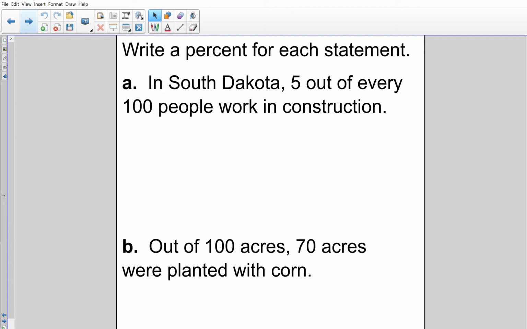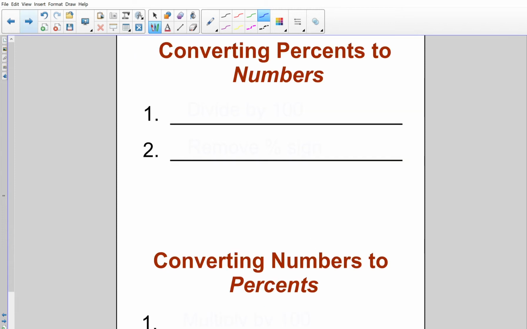So in South Dakota, 5 out of every 100 people work in construction. So that's simply written as 5%. Here, out of 100 acres, 70 acres were planted with corn. So 70 out of 100 is 70%. So that's all they mean. When I do your tests and quizzes and things like that, it's just out of a total of 100 points. That's what you've earned out of 100.